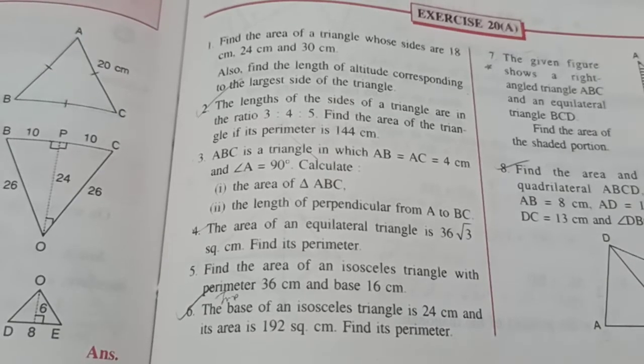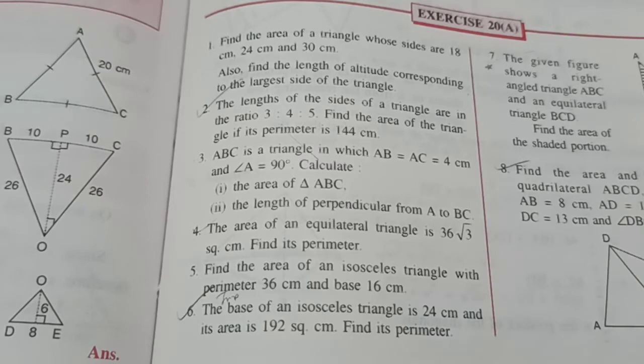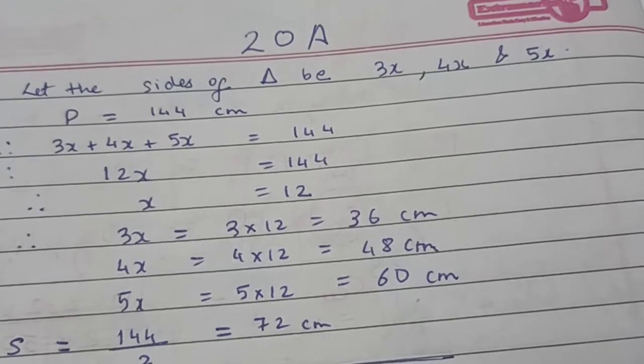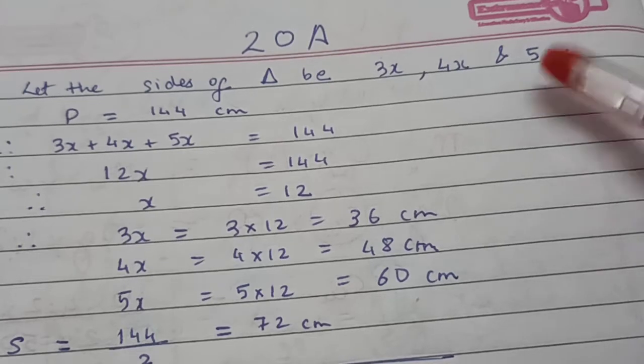Let's start with the second sum. The lengths of the sides of a triangle are in the ratio 3:4:5. The perimeter is given and the area is asked. Whenever ratios are given, we take the common multiple as x. So we let the sides be 3x, 4x and 5x.